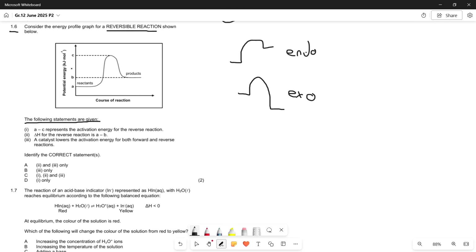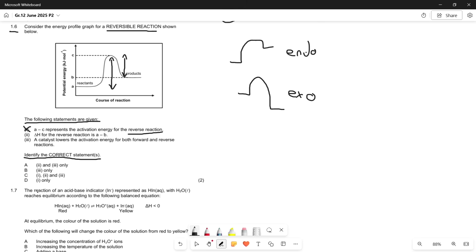1. A to C represents the activation energy for the reverse reaction. Okay, so A to C represents the activation energy, but not for the reverse reaction. It represents the activation energy for the forward reaction, because that is how much energy from the energy of the reactants all the way up to our peak, our activated complex. For the reverse reaction, the activation energy is just from B to C. So therefore, 1 is out, as they're asking us to identify the correct statements.